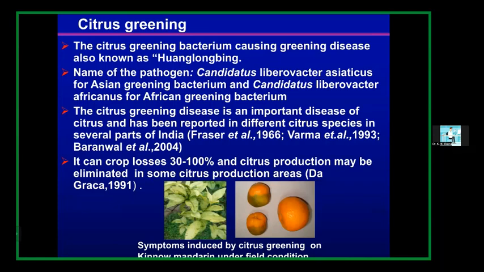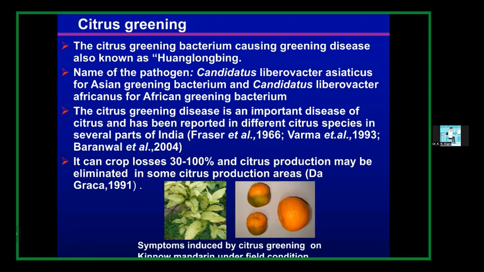The citrus greening bacterium causes greening disease, also known as huanglongbing. Names of the pathogen: Candidatus Liberibacter asiaticus for the Asian greening bacterium and Candidatus Liberibacter africanus for the African greening bacterium. The citrus greening disease is an important disease of citrus and has been reported in different citrus species in several parts of India. It can cause crop losses of 30 to 100%, and citrus production may be eliminated in some citrus production areas, Tagasa 1991.